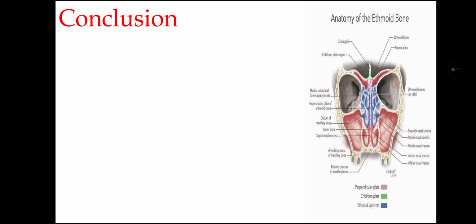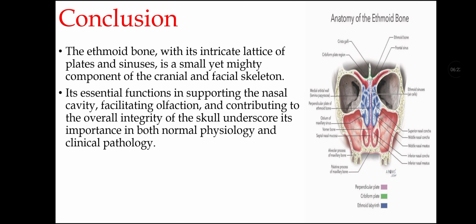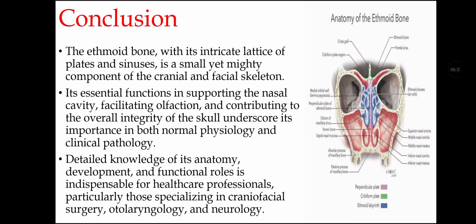Now let's talk about the conclusion of this whole lecture video. The ethmoid bone, with its intricate lattice of plates and sinuses, is a small yet mighty component of the cranial and facial skeleton. Its essential functions of supporting the nasal cavity, facilitating olfaction, and contributing to the overall integrity of the skull underscore its importance to both normal physiology and clinical pathology.